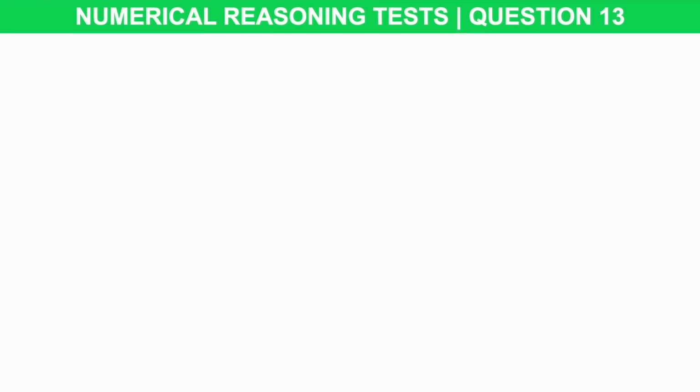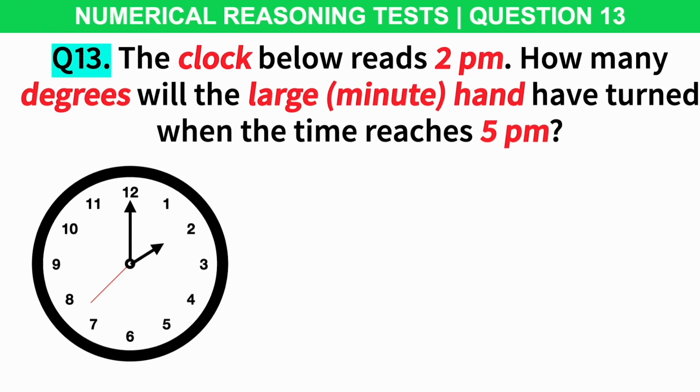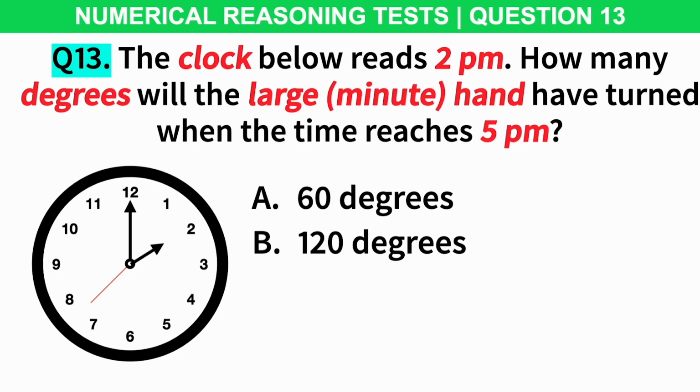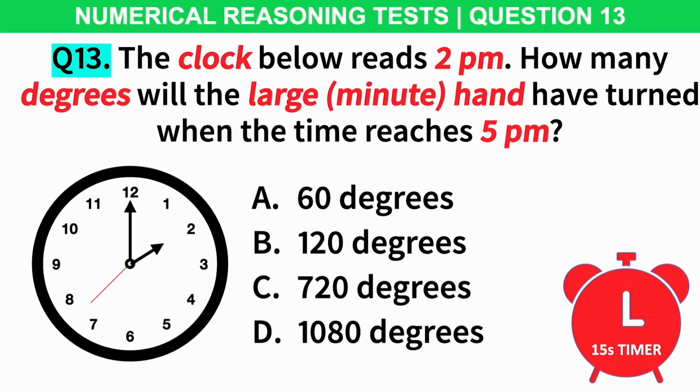Okay, let's try another one, but let's ramp up the difficulty a little bit here for you. Question 13 is this. The clock below reads 2 PM. How many degrees will the large minute hand have turned when the time reaches 5 PM? Notice here it's the large minute hand this time, not the small hour hand. Is the answer A, 60 degrees, B, 120 degrees, C, 720 degrees, or D, 1080 degrees? You have 15 seconds.